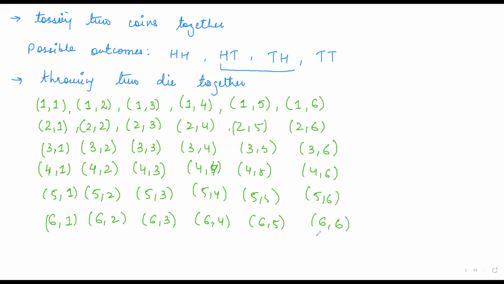Right, Sara? Harsha? Yes, ma'am. Okay, how many are there? Simple, six on this side, right? 6 into 6, 36. So the possible outcomes can be 36 in this case. So at least once you should write them in your copy, the possible outcomes. It's important, because you don't have to write it in questions, but anyway, at least once you should write it so that you remember.